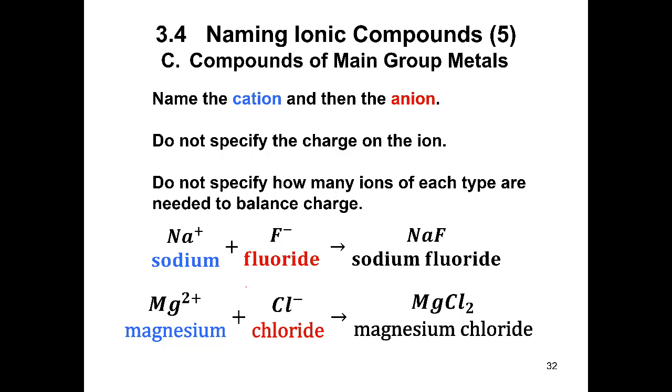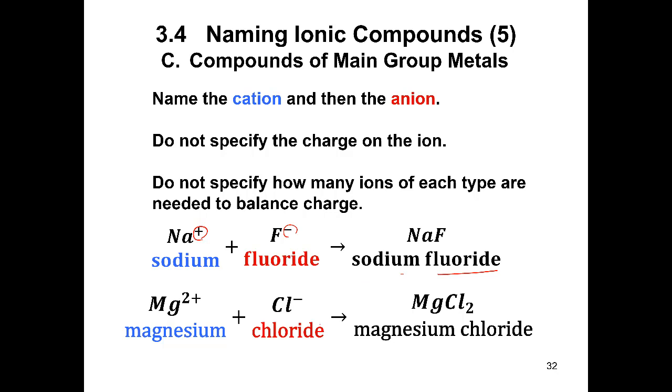But you don't have to worry about giving Roman numerals. And you only do Roman numerals for the metals, okay? They're the ones that can vary in charge because the others are the nonmetals, the anions, and they are what they are. Okay, so sodium and fluoride, so you've got a sodium ion and a fluoride ion becomes sodium fluoride.